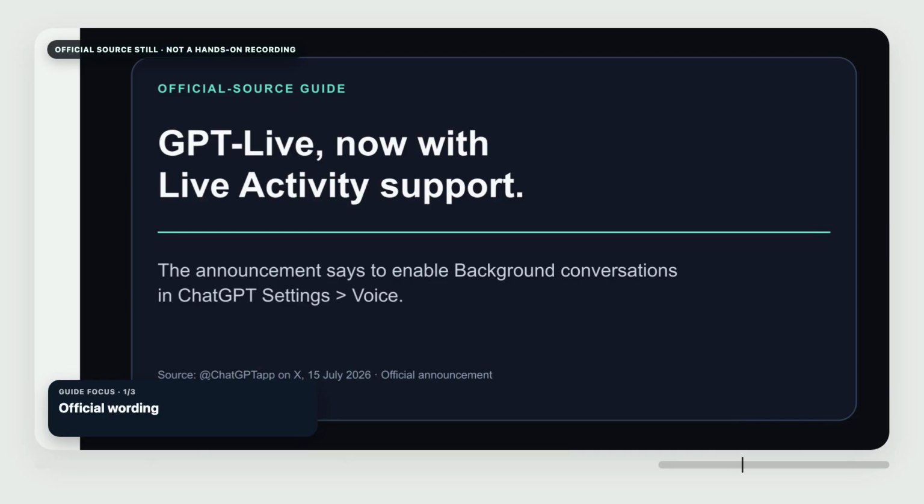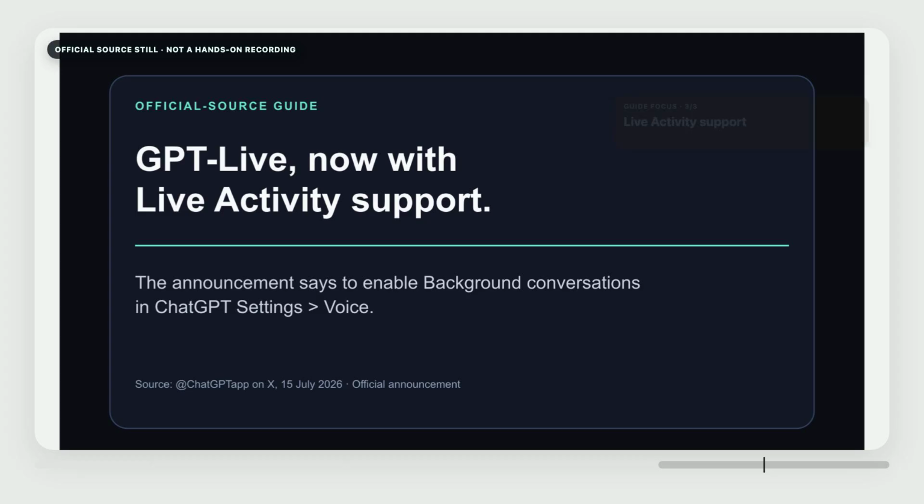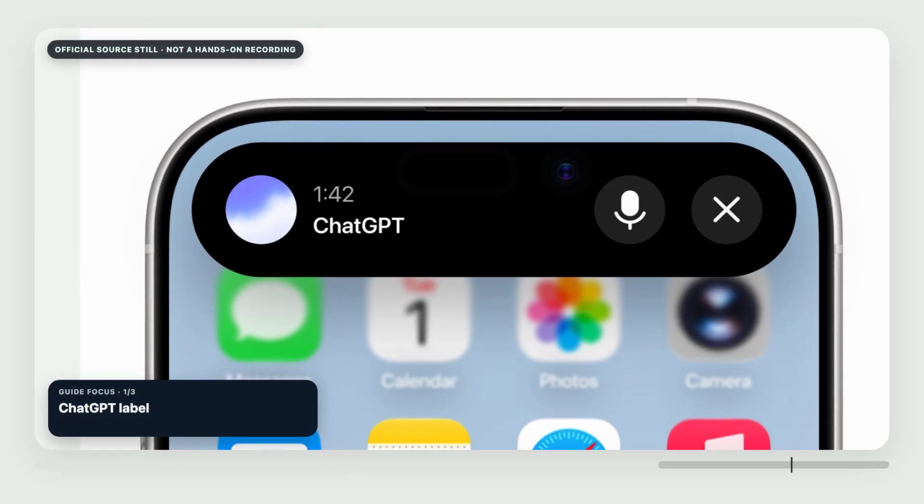The bottom line is simple. The supplied official post gives us a precise configuration path and an official still of the ChatGPT live activity. The current voice documentation gives us the conditions, the distinction between live and advanced, and the ways a background conversation can end. Together, those sources are enough for a practical guide. They are not a substitute for a device recording, which is why this video never claims to have performed one.